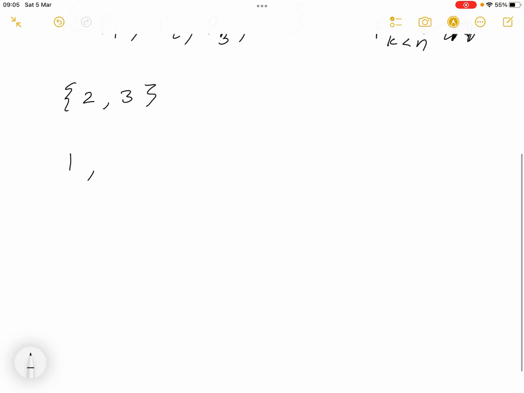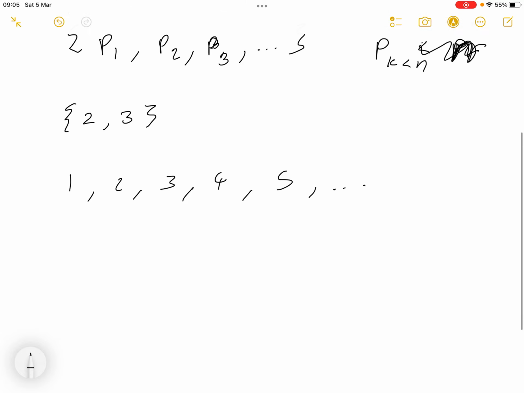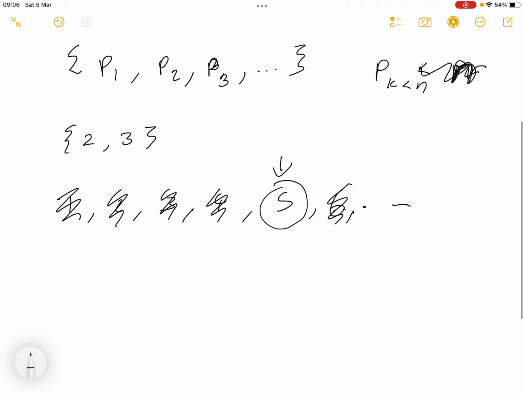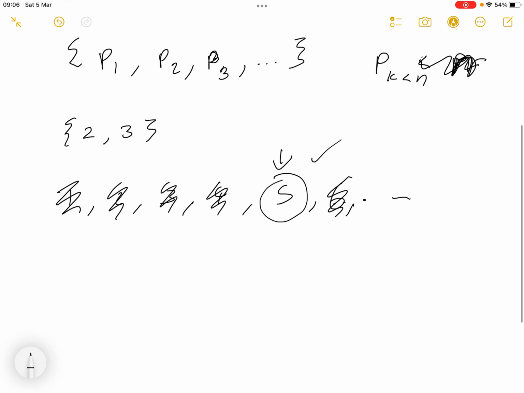You write down the numbers 1, 2, 3, 4, 5, and so on, okay? And you cross out all the multiples of 2. In fact, 1 is a unit, so it can't be prime. And we cross out all the multiples of 2, okay? And then we cross out all the multiples of 3, and the first number that remains will be the next prime after these two, right? So it's 5.